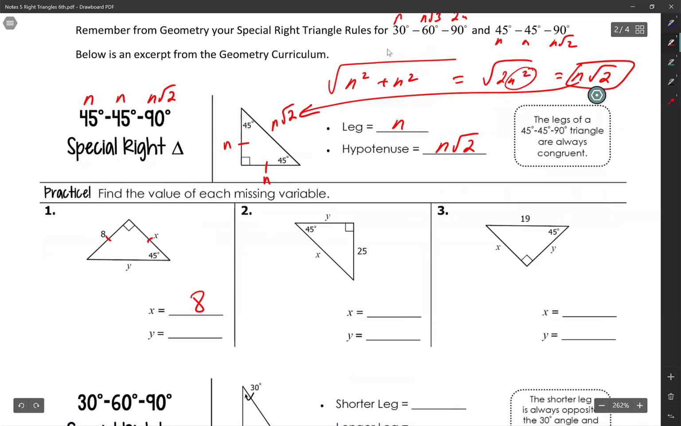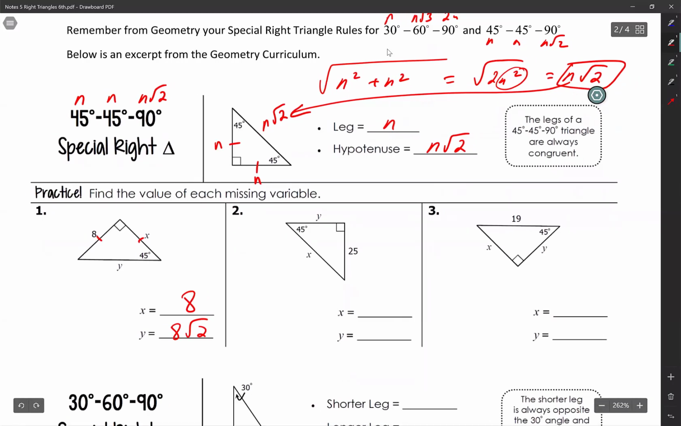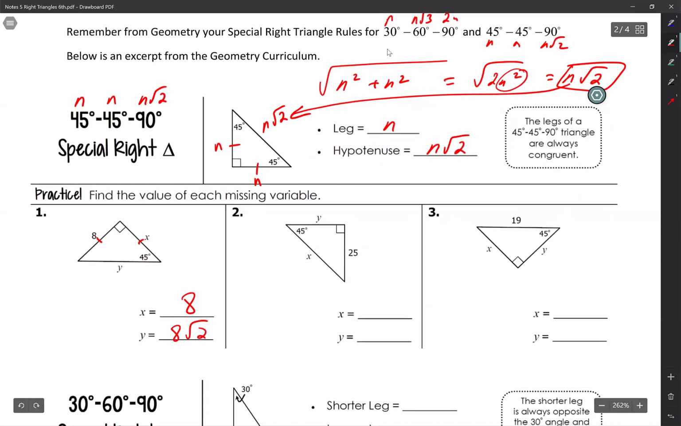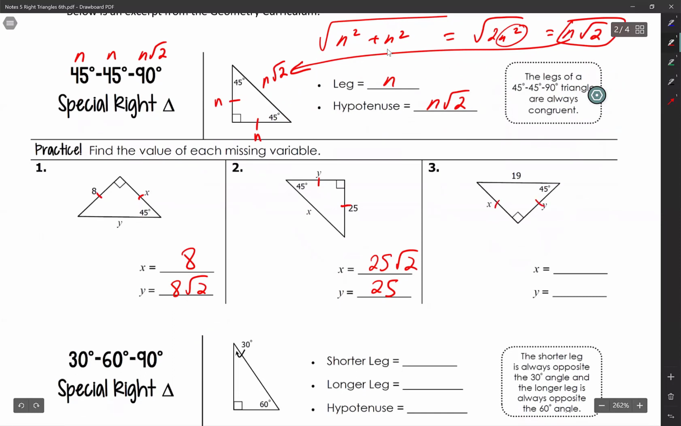Now, once you know that that leg is 8, then you know the hypotenuse is just going to be 8 times square root of 2. And there it is. That's it. It's that straightforward, guys. This leg is 25, so you've got to figure out what that leg is. So the y has to be 25 as well. And the hypotenuse has to be 25 square root of 2. Nothing crazy there, guys.